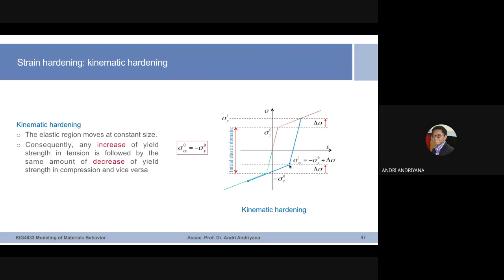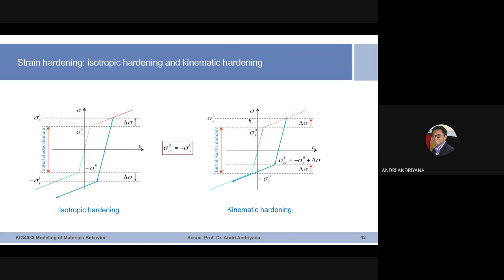Which means that the elastic domain, which is initially between sigma yield 0 and minus sigma yield 0, now moves between sigma yield 1 and sigma cy1. The size of the elastic domain remains the same. Okay, so this is called the elastic region moving at constant size. Initially it is here to here, and the new one becomes here to this one by maintaining its size. Okay, so this is just a comparison between the two.